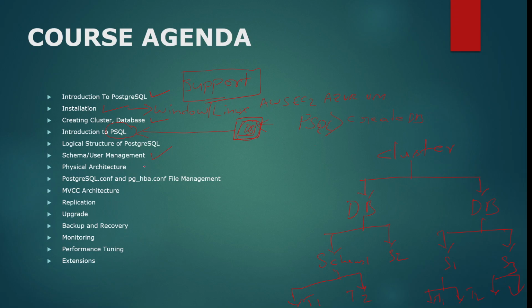Then we will head on to the physical architecture of the Postgres database. During the physical architecture discussion, we'll discuss background processes. What are the background processes we have? Then memory components, different memory components like shared buffer, work memory, WAL buffer, how to set them, all those things we will discuss, and also the physical structure.